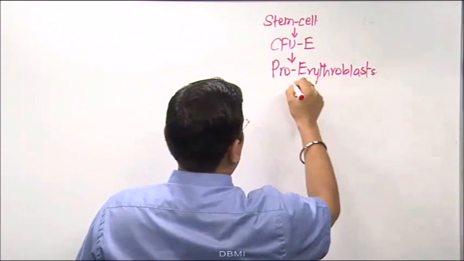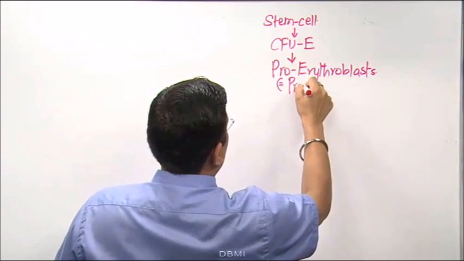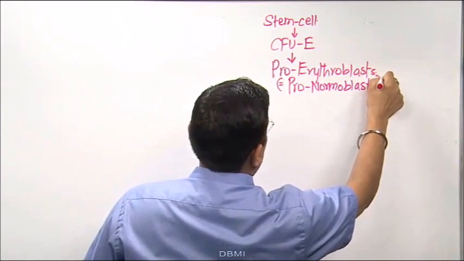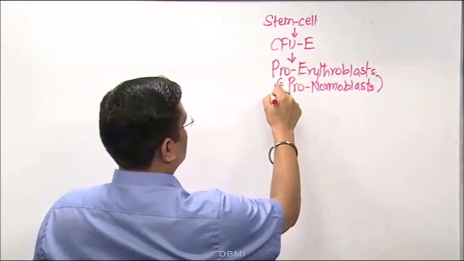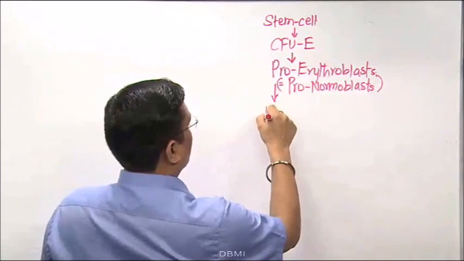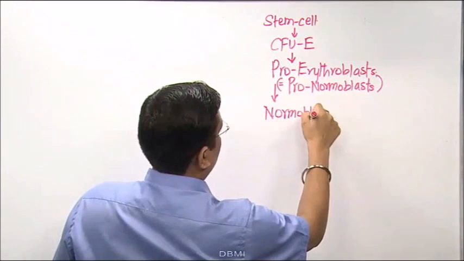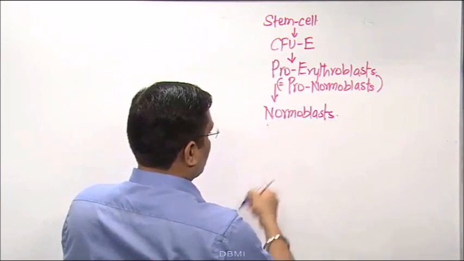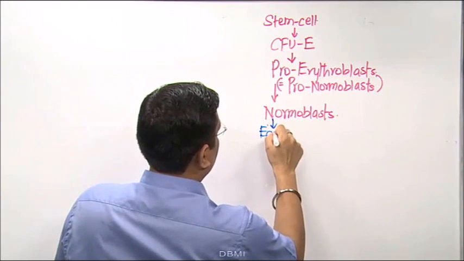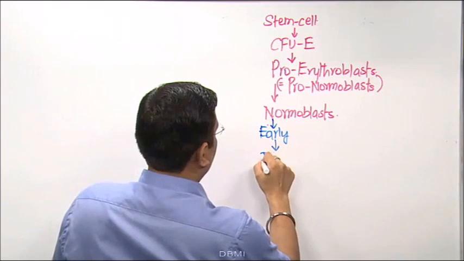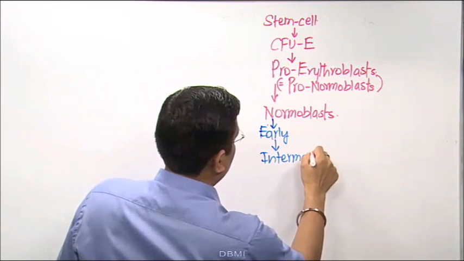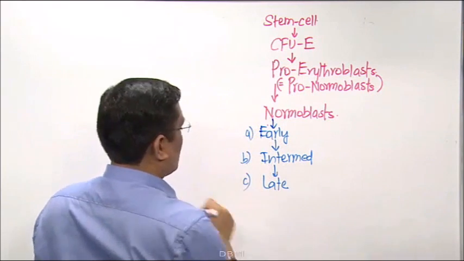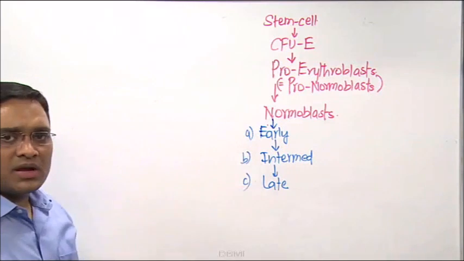Pro-erythroblasts are also known as pro-normoblasts. From pro-erythroblasts or pro-normoblasts, they will form normoblasts. Normoblasts have three phases: early, intermediate, and late. So these are the three phases of normoblast: early, intermediate, and late.